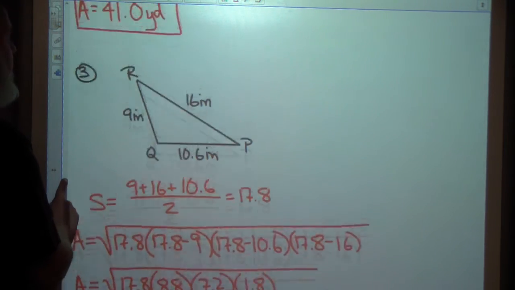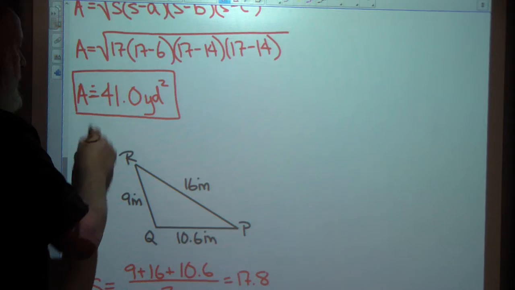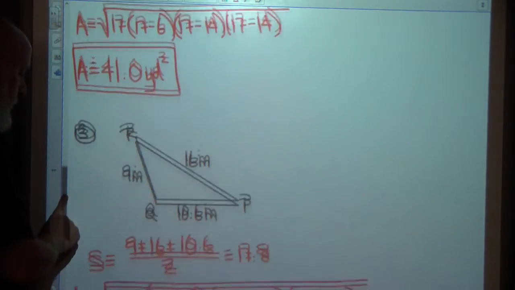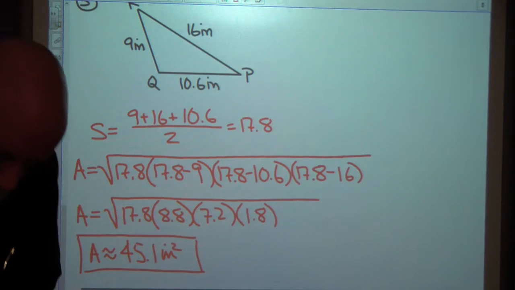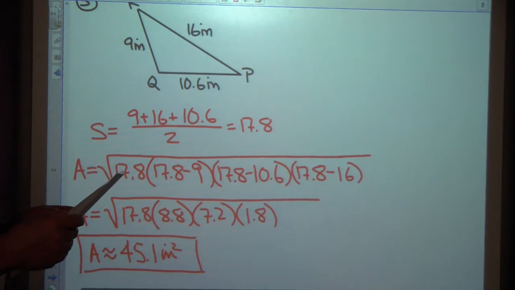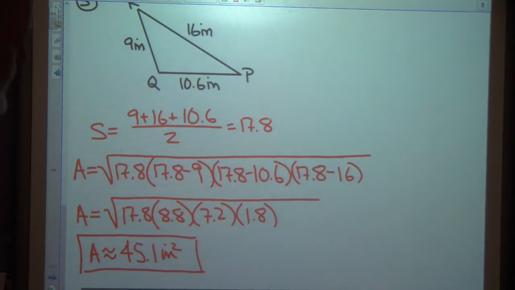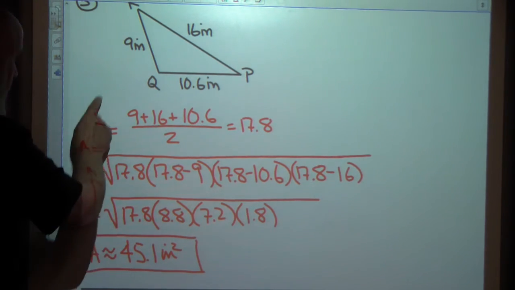Did I use an approximation symbol up here? I did not. This is an approximation also. So let's see if I got it right. 45.1, yay! So there we are. I don't think I skipped any of them. That's a little walk down memory lane.